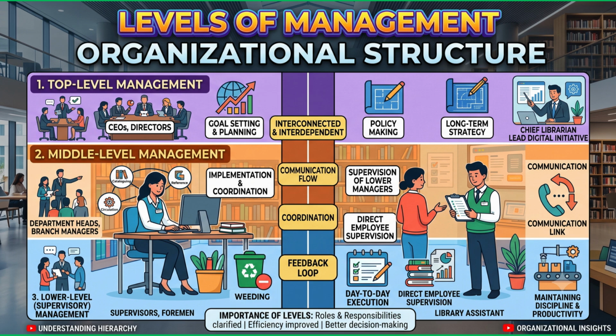Conclusion. In conclusion, levels of management form the backbone of organizational structure. The top level focuses on strategic planning, the middle level on implementation and coordination, and the lower level on execution and supervision. Each level has distinct roles but works together to achieve organizational objectives. Understanding these levels is essential for effective management in any field, including library and information science.